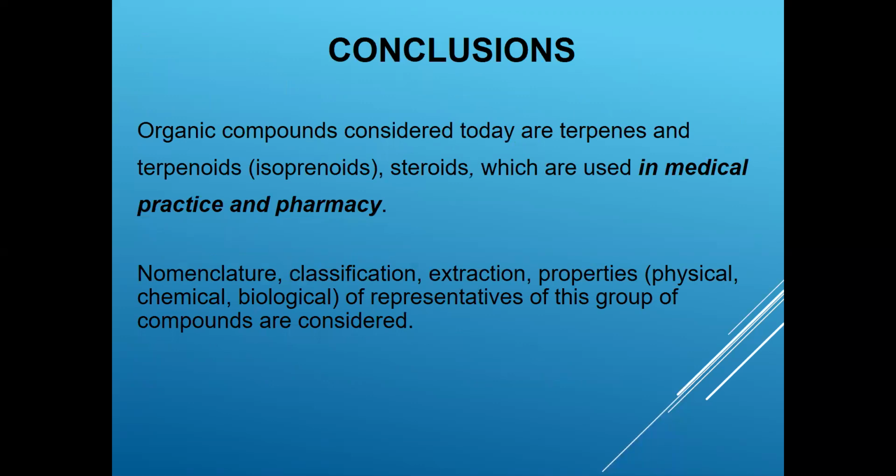So, the organic compounds considered today are terpenes, terpenoids, and steroids, which are used in medical practice and pharmacy. Nomenclature, classification, extraction, and properties (physical, chemical, biological) of representatives of this group of compounds are considered.